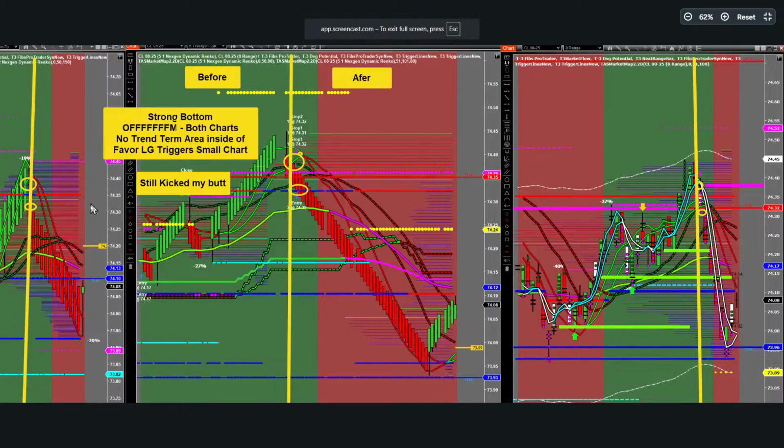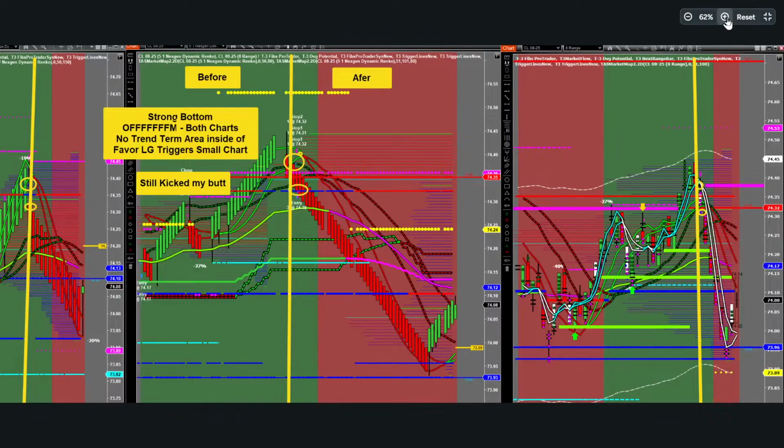And then strong bottom still. Odds favorable, both charts. No trend. Term area inside of favorable large triggers. Still kicked my butt. So let's look at it. Alex, are you with me in here? I love the before and after. This is pre-butt kicking. This is post-butt kicking.